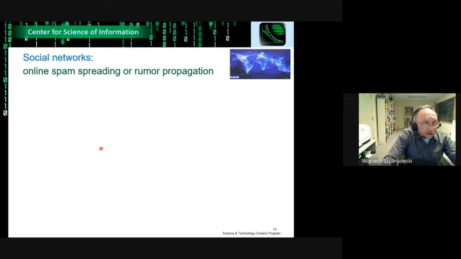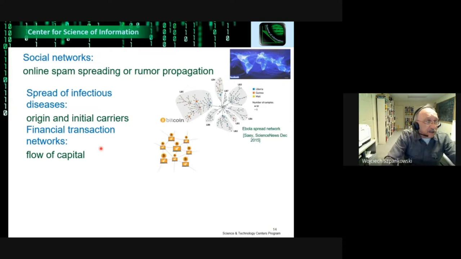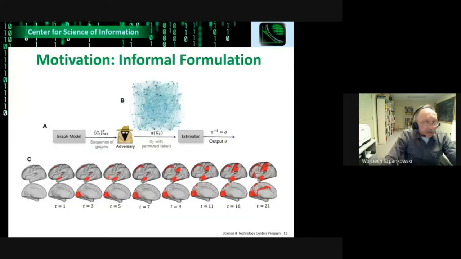More examples of this sort: spam spreading, rumors on the internet. You are seeing something at this time, but you don't know how it was initiated. Spread of infectious disease, which I just showed you, financial transactions, money laundering. You see first a dynamic graph, and on top of this, a dynamic process spreading rumors. Protein-protein interaction: actually, it is important to learn which proteins are oldest, because as I understand, they might be related to some kind of cancer. And here's the example that I'm going to use.